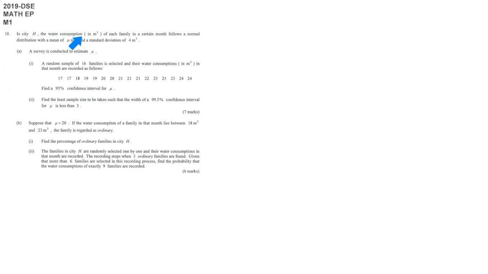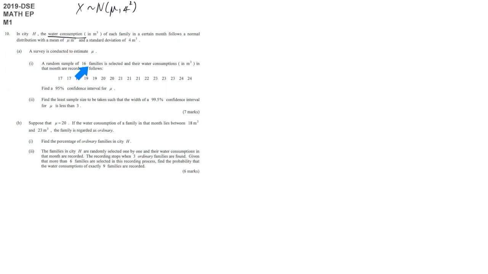The water consumption of each family follows a normal distribution with mean mu cubic meters and a standard deviation of 4 cubic meters. If we let the water consumption of each family be X, the random variable, then X follows a normal distribution with mean mu and variance 4 to the power of 2. Now we are going to carry out a survey to estimate the mu here.